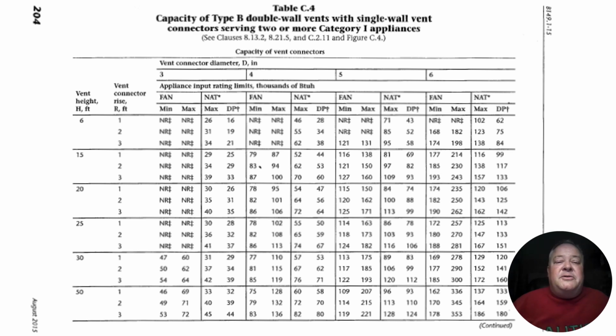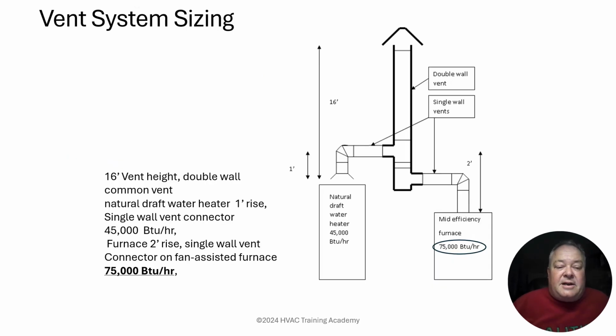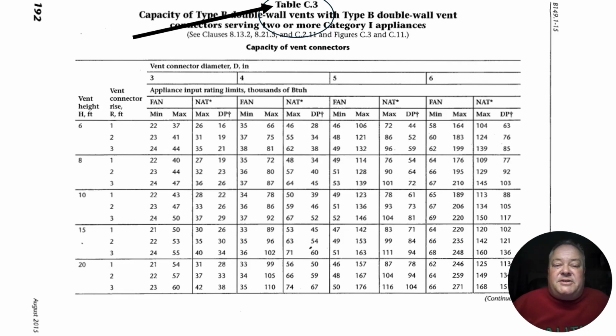So the next thing we're going to do is go back to C3 because we got 75,000 BTU capacity, and that won't work on table C4. So we're going to go back to C3 now. Table C3, you can see I've got circled up here at the top, and again, we're going to choose 16-foot vent height, so 15, 2-foot vent connector rise. And as we come over here to the fan assist column, you're going to find that we have a much wider range of BTUs that can go into that application. Now we can go anywhere from 35,000 to 96,000 BTUs, which encompasses the 75,000 that we just talked about.